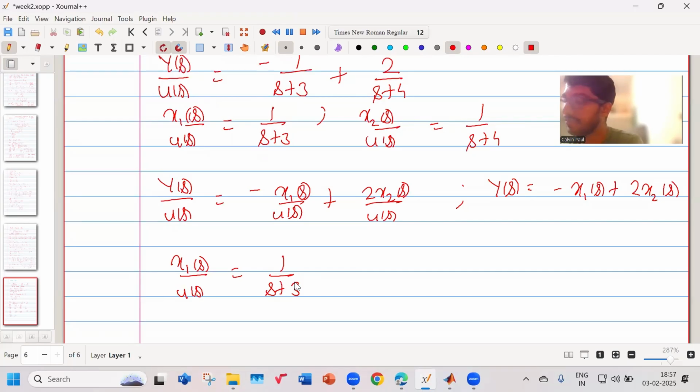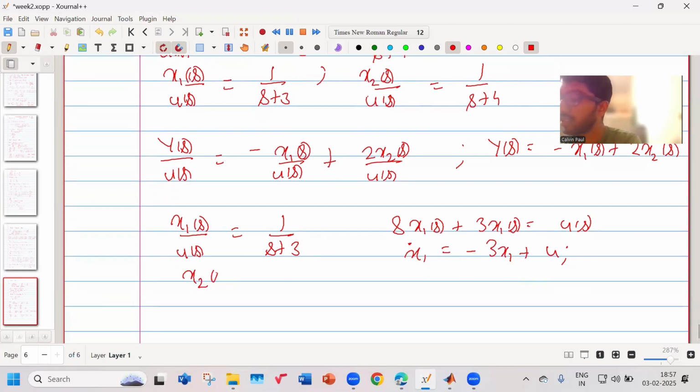So how do we write it as? We cross multiply again: x1 of s into s plus 3 into x1 of s is equal to u of s. So we get x1 dot is actually minus 3x1 plus u. Similarly, if we consider x2 of s over u of s is equal to 1 upon s plus 4, then we will get x2 dot is equal to minus 4x2 plus u.